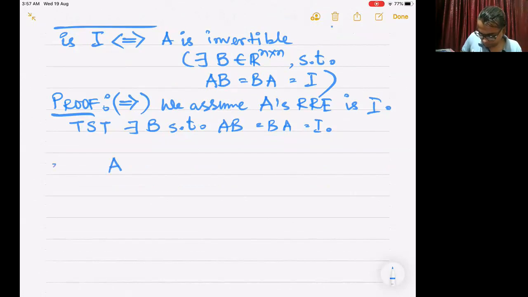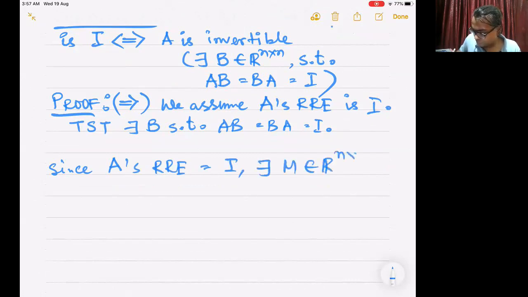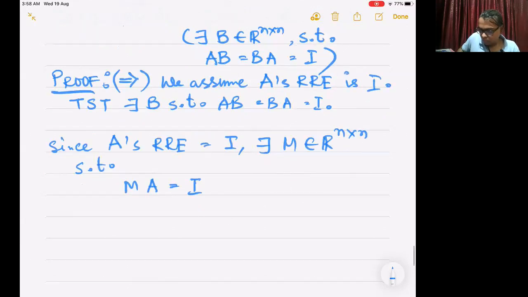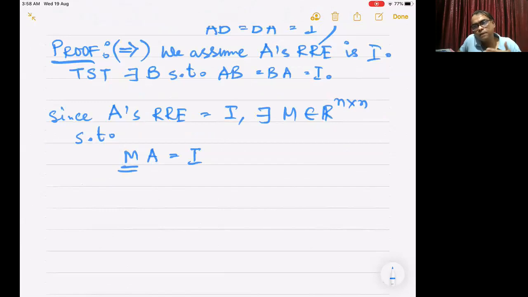Since A's RRE equals identity, I know that there exists a matrix M, which is a product of elementary row operation matrices, such that M times A is its row reduced echelon form, which happens to be identity. Now that means I already have that M, which multiplies from the left and gives me identity. Such an M would be called a left inverse. But that's not invertibility. Invertibility means that there should be a right inverse also, and left inverse and right inverse should be equal. We'll see later on that this is not always the case. Only for square invertible matrices, left inverse and right inverse both exist and they're equal.